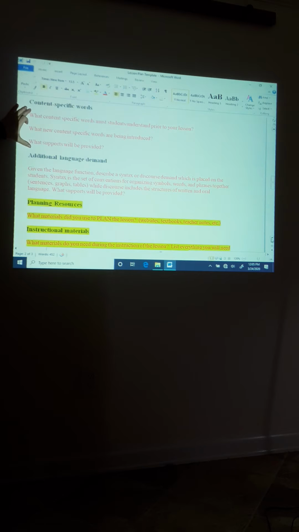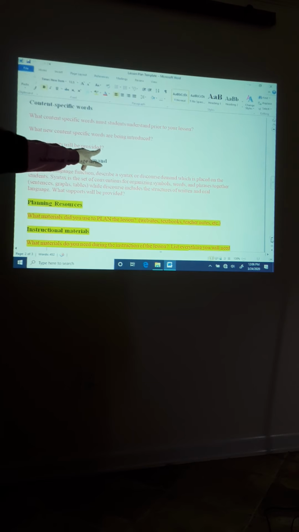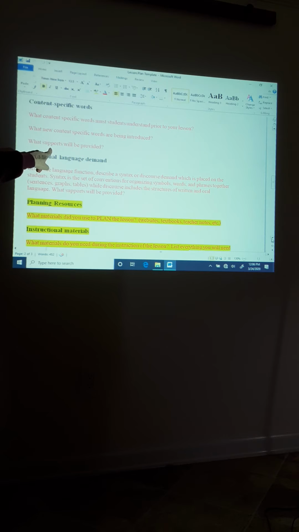That's what goes here. This one and this one, these first two, are just simply lists of words. Period. End of conversation. No explanation. Simply lists of words. This needs explanation. What supports? What are you going to do? What strategies are you going to use? What are you going to do to ensure this they already know and this they will learn? What are you going to do for that?